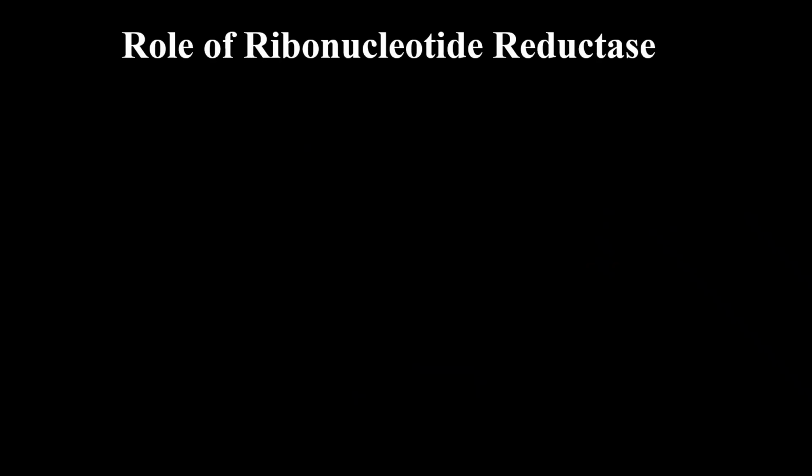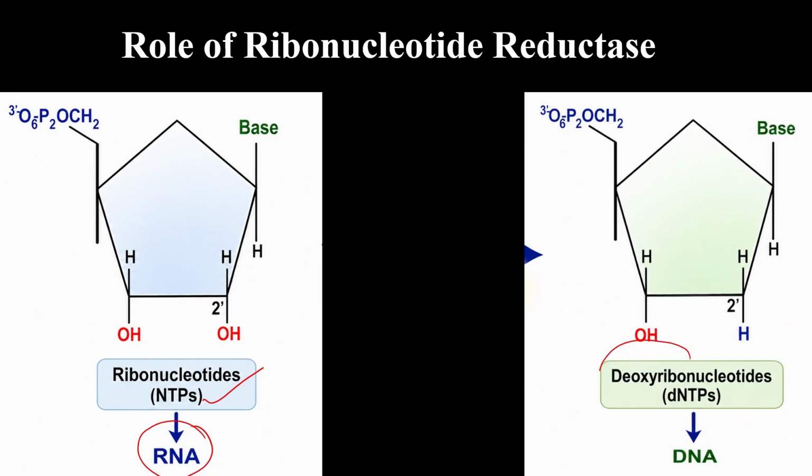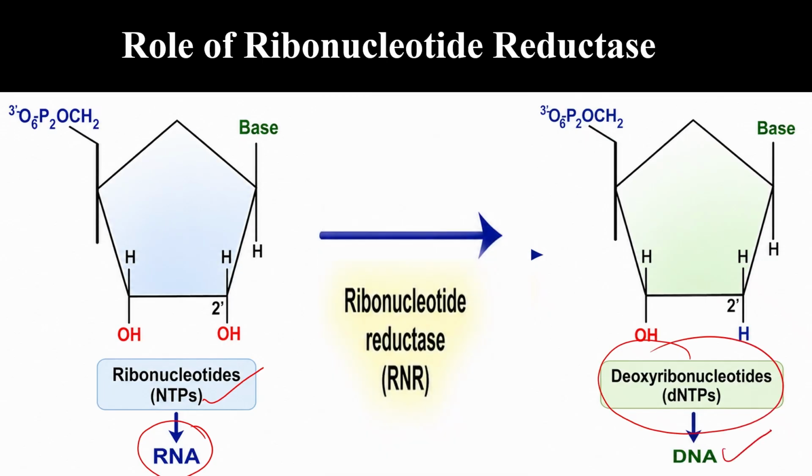How is ribonucleotide converted into deoxyribonucleotide? In this figure you can see ribonucleotide, that is the precursor of RNA or the building block of RNA. It is converted into deoxyribonucleotide, the building block of DNA, with the help of an enzyme, that is ribonucleotide reductase.